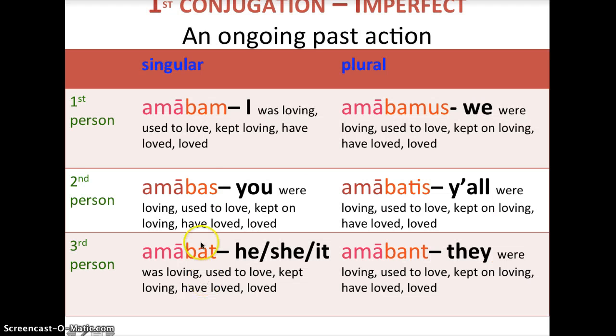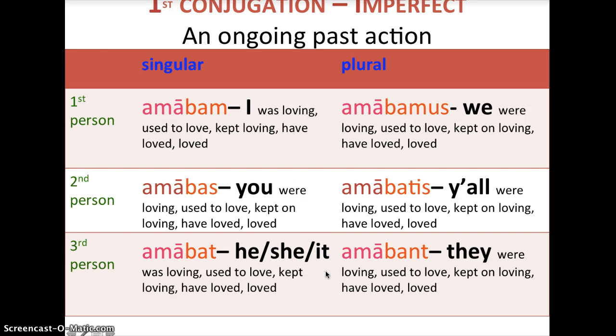Let's look at how we would translate something like amabam. Okay, so again, ongoing. It's something that happens over time, habitually. I was loving working at Quizlet for 15 years. It's an ongoing feeling, okay? So there are lots of ways to translate an imperfect. Amabam can be translated as I was loving, I used to love, I kept on loving, I have loved for many years, or plain old I loved. I think it's always easiest just to translate it as I was loving, kind of a progressive or an ongoing past action. Amabas, you were loving, etc.